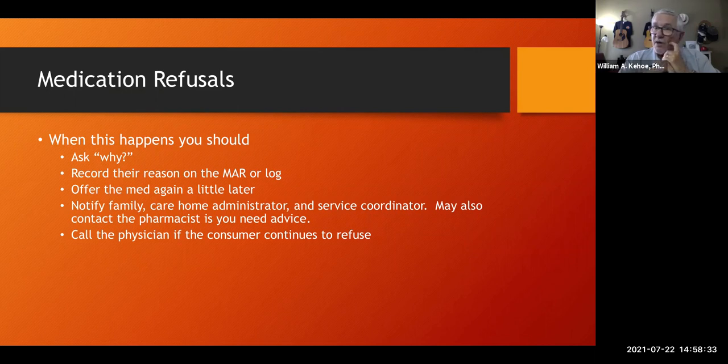But at that point, refusing one medication is one thing. Refusing it consistently is another. So when medication refusals are happening, you really do need to alert somebody. First person I would go to, if I were you, is I would notify the care home administrator, and he or she can make the decision of whether the physician has to be called at that point or not. But certainly whoever is prescribing and taking care of this patient needs to know that they're refusing these things.